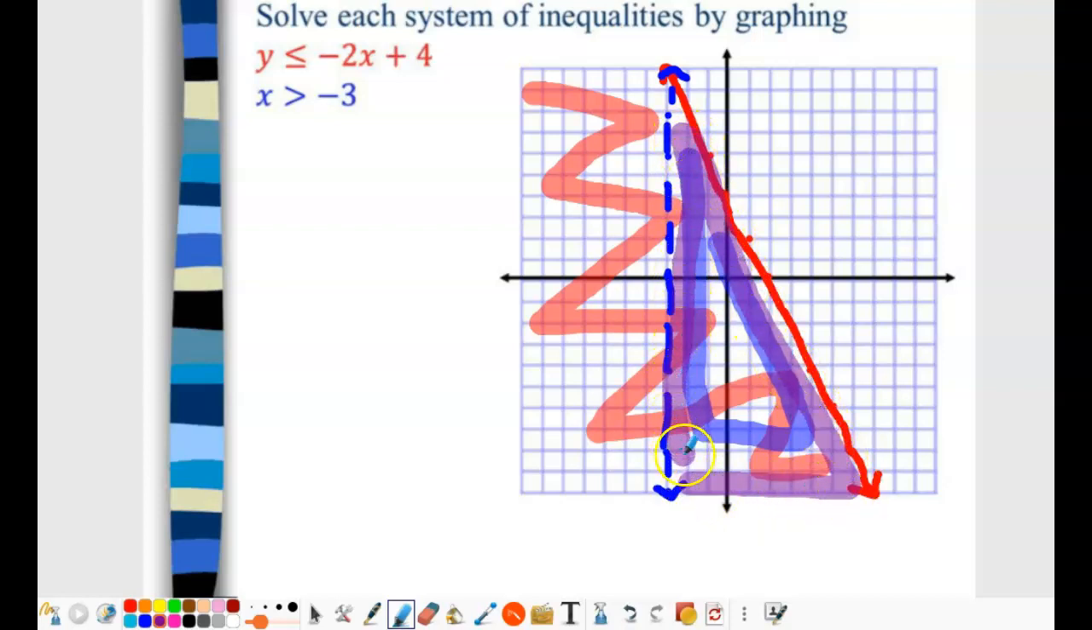region between the red and the blue. That means the points in here and on the red line are my solutions. Can I pick a point on the blue line? Can I pick the point where the two lines overlap? No, because the blue line is dashed.